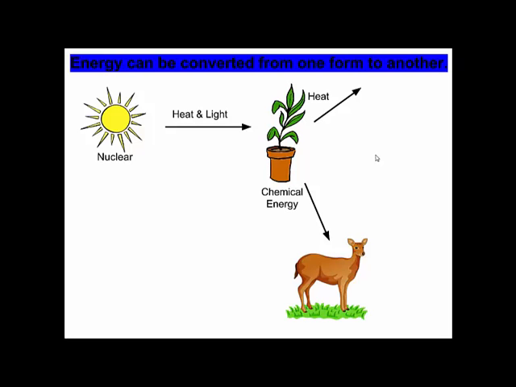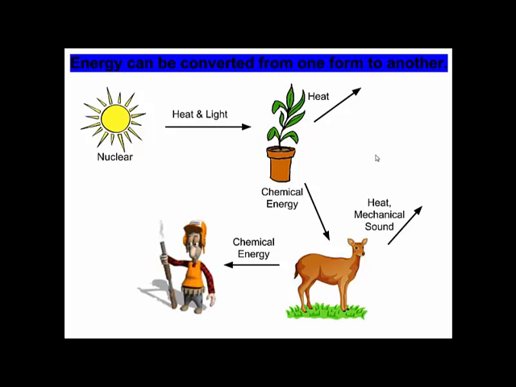Now, the deer eats the plant, hopefully not a house plant, but a plant. And it turns that energy into heat energy, because it has body heat. Mechanical energy, right, because it has work done to it, it's moving. And also sound energy, because it does make a sound. And chemical energy, which is the waste.